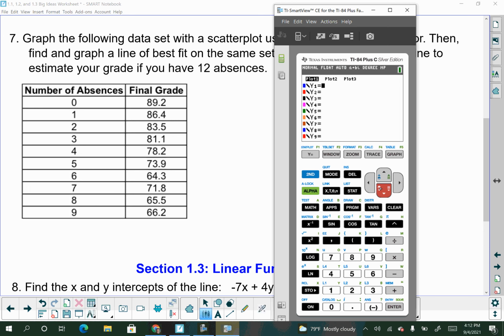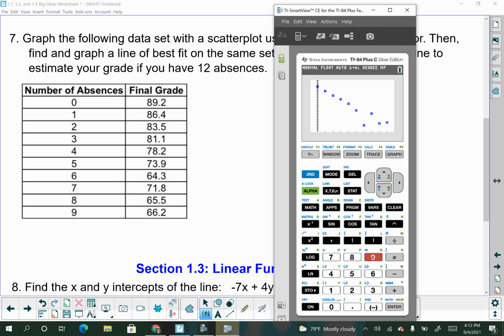To see the scatter plot, we're going to hit zoom and then zoom stat. So anytime you're graphing statistics data, you're going to hit zoom 9. Remember, zoom 6 was our standard window if you want to go back. So zoom 9, and we're going to see a nice picture of this scatter plot.